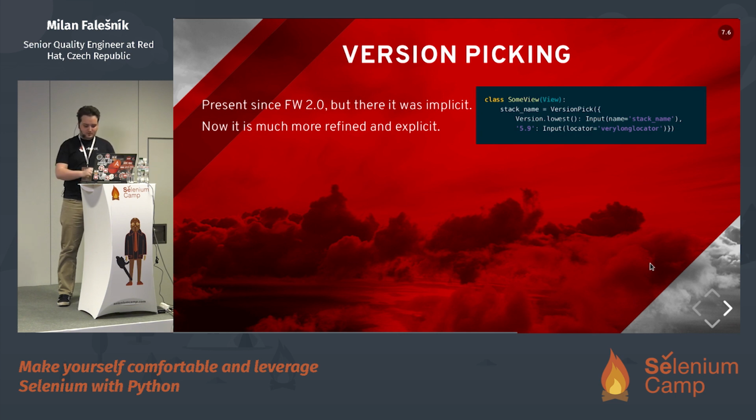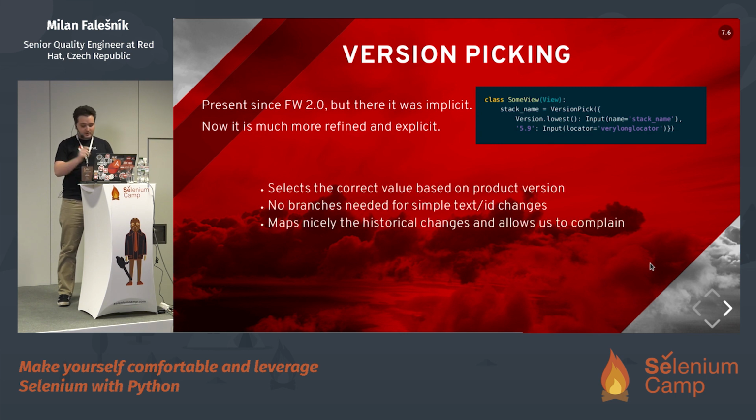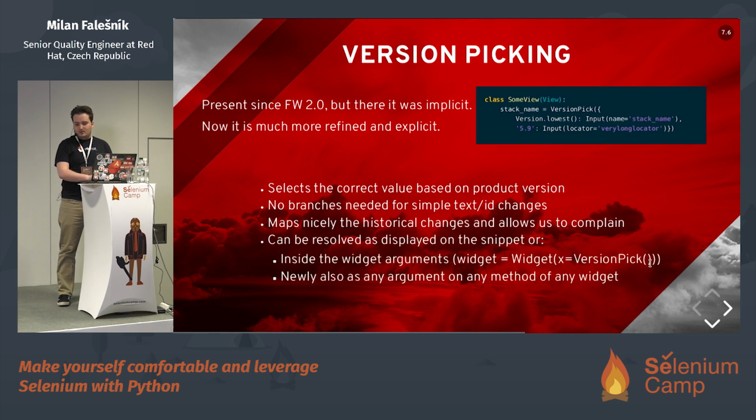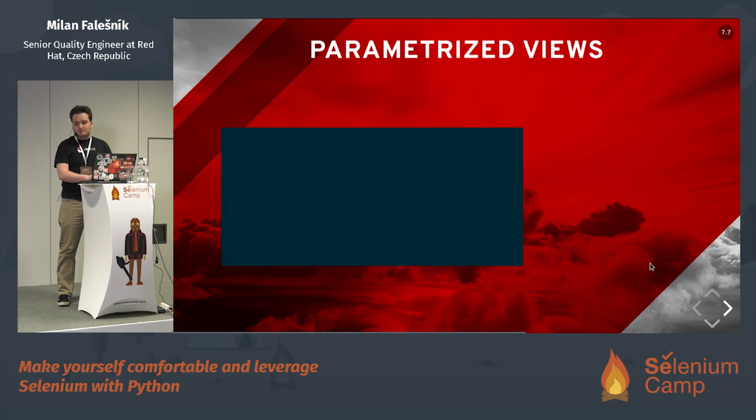We have all these versions in there. So that allows us to complain. So you see, in the last half year you changed it 4 times. That's not good. And you can also use the version pick as a value when you invoke the actions.